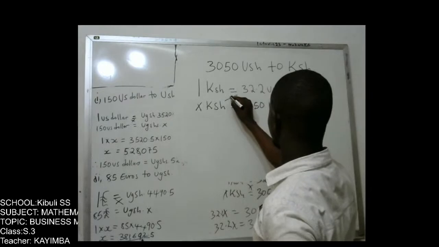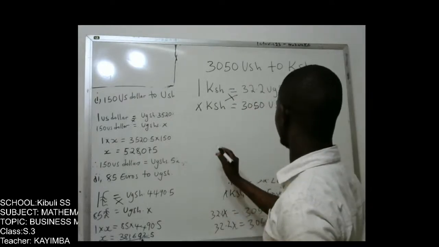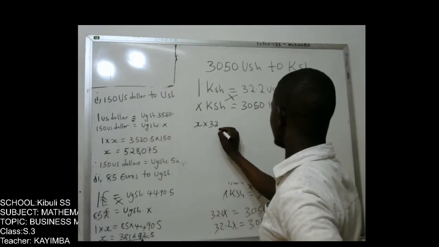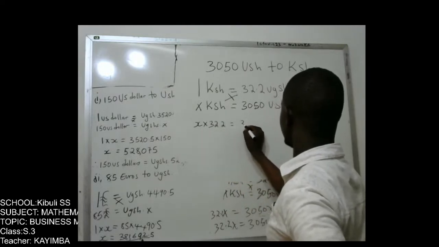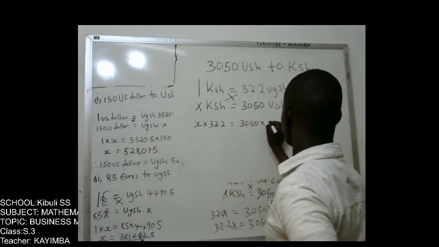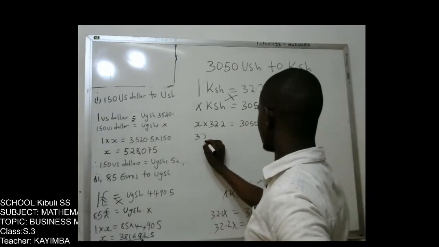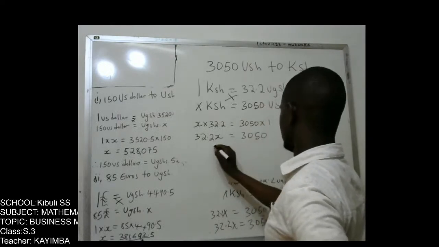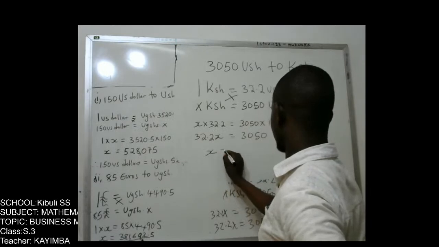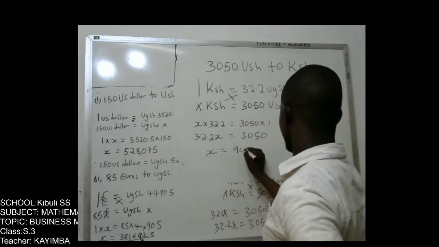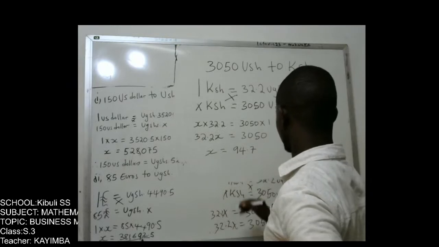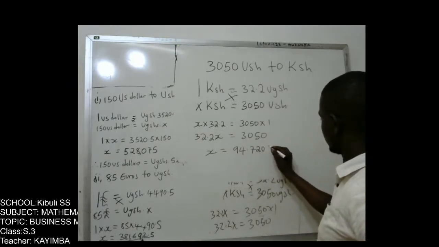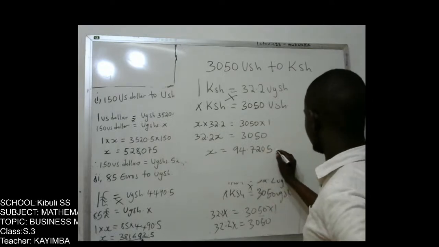So you cross multiply, and when you cross multiply, you'll have X times 32.2 is equivalent to 3050 times 1, which will give us 32.2x equaling 3050. Divide both sides and our x will eventually be, have you got 94.7205? These are Kenyan shillings, okay? Yes.